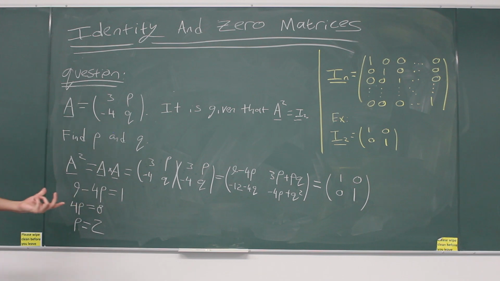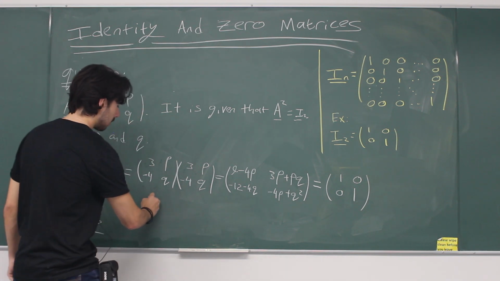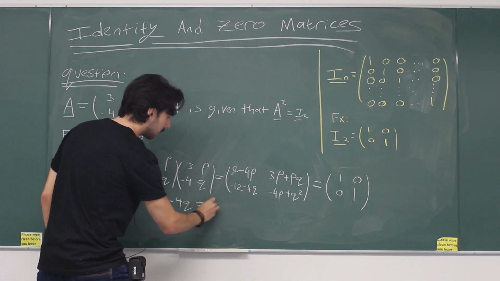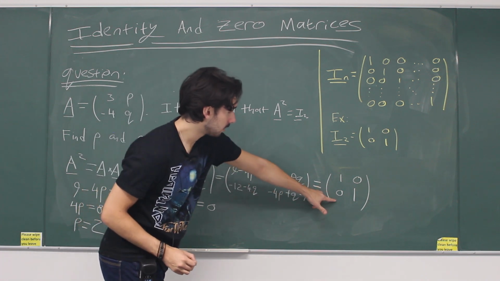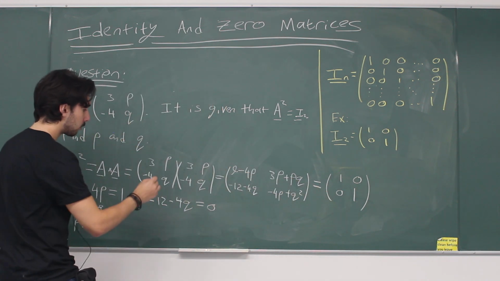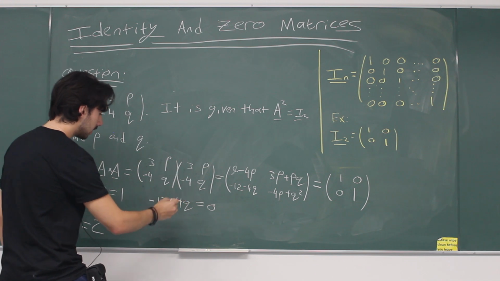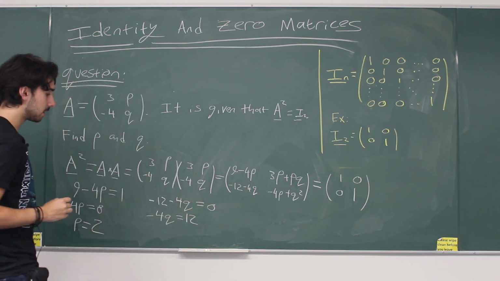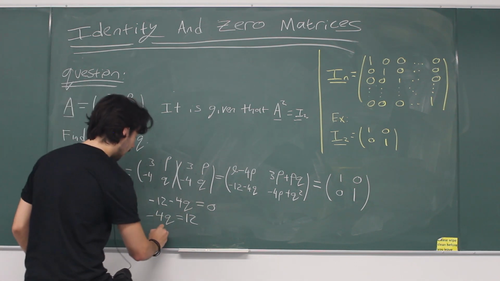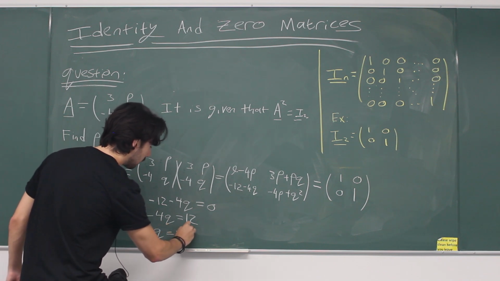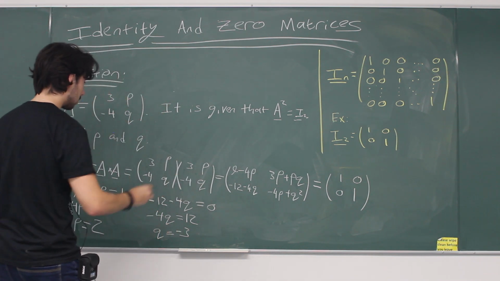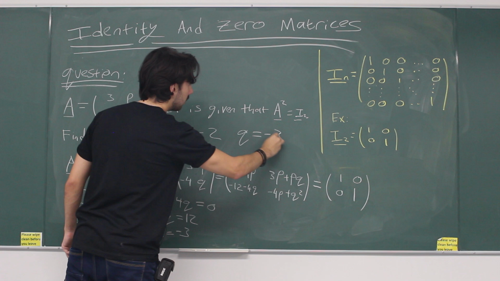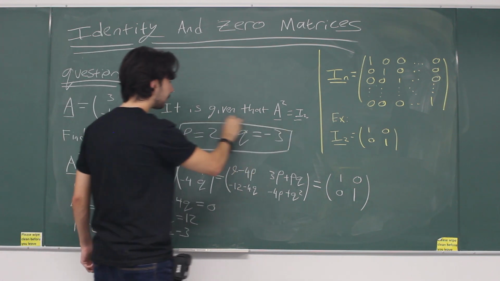But it's personal choice. The bottom left equation says that minus 12 minus 4Q is equal to 0. Okay, so if we add 12 to both sides, we will have minus 4Q equals 12. Divide both sides by minus 4, we will have that Q is equal to negative 3. So where should I write the answer? The answer is that P is 2 and Q is negative 3. Okay, and that's all there is to it.